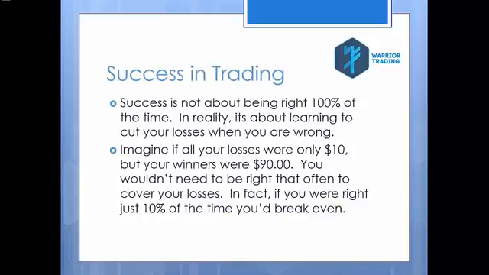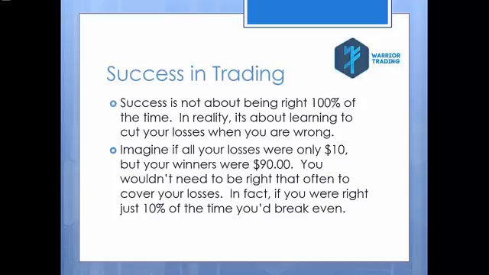So, imagine if all your losses were only $10, but your winners were $90, right? You could lose a lot and just hold out for those $90 winners because they'll make up for all the losses. So with that type of profit loss ratio of 9-to-1, if you're successful 15% of the time, you're making money. So success, again, is not about being right 100% of the time. It's about learning to cut your losses when you're wrong.